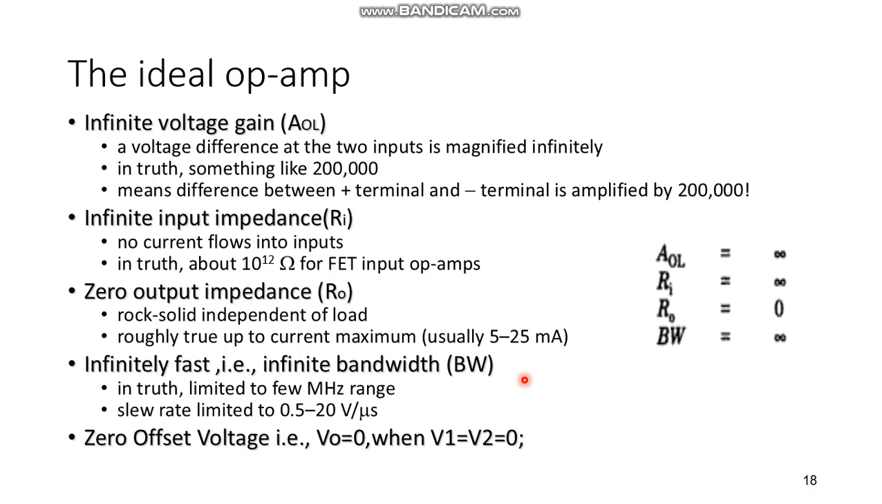Zero offset voltage, that is V naught equal to 0 when V1 and V2 are zero. I already told you, when V1 and V2 are 0, if we have some voltage at the output, that output is known as offset voltage. If it is 0, that is okay. If it is not 0, we have to apply some extra voltage at the offset voltage pins, which we showed in the first slides, so that we can make V naught 0.